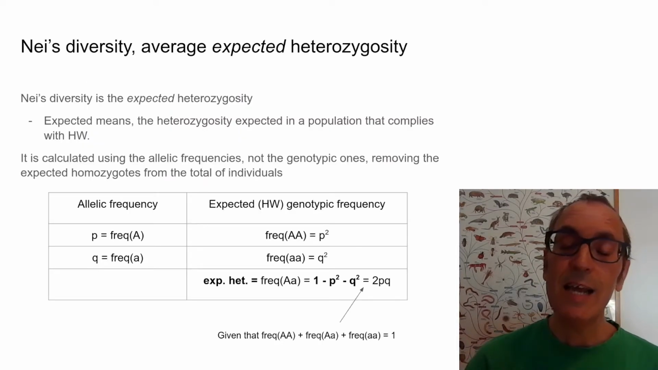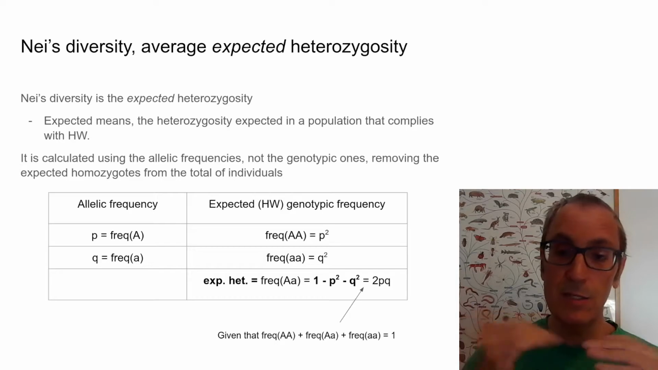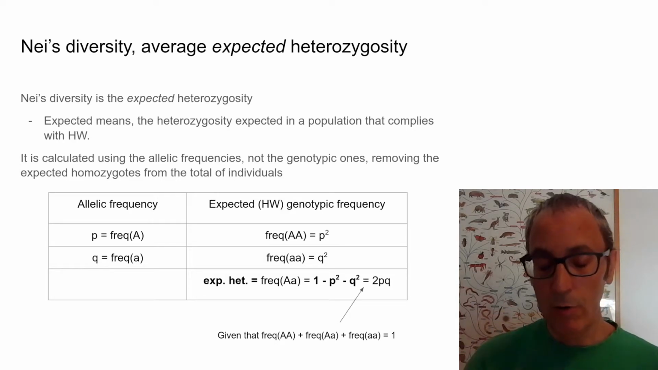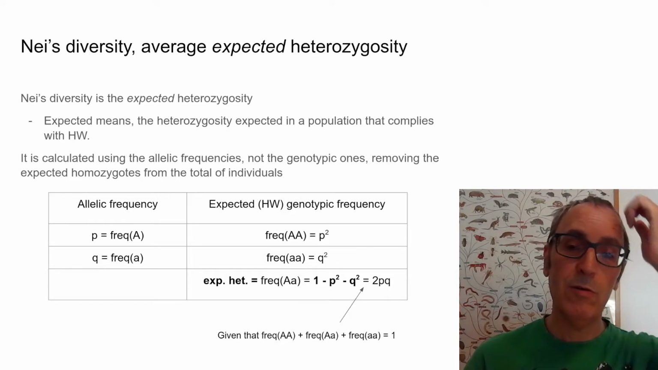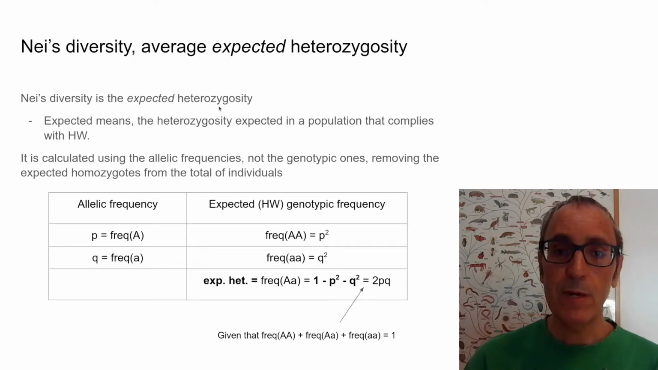But there's the other heterozygosity that I talked about before. It's the expected heterozygosity. Expected, what do we mean by expected? Expected is if the population is in some conditions. For instance, one of the conditions is there's no inbreeding at all. There are other conditions that we will talk about next week.